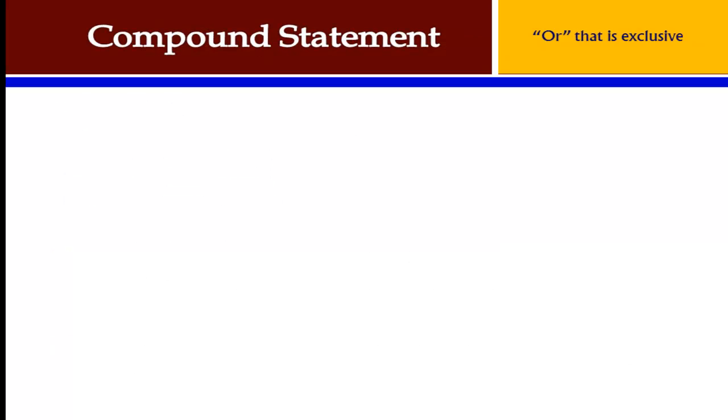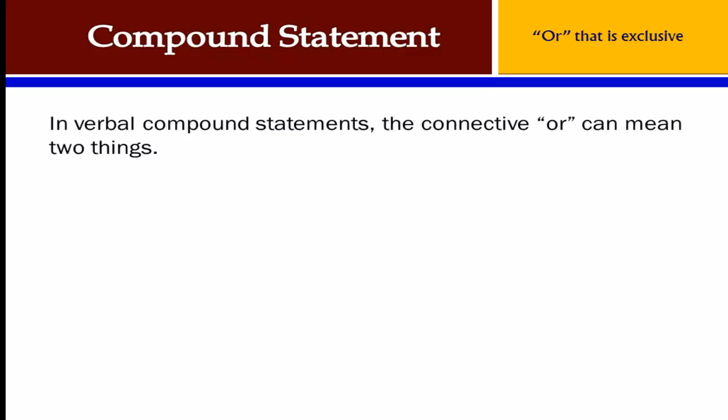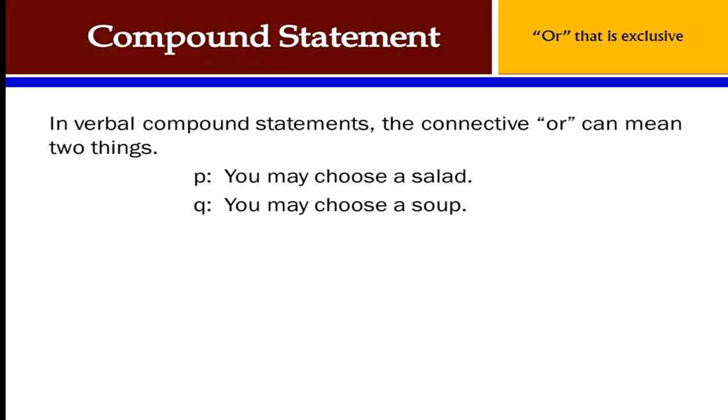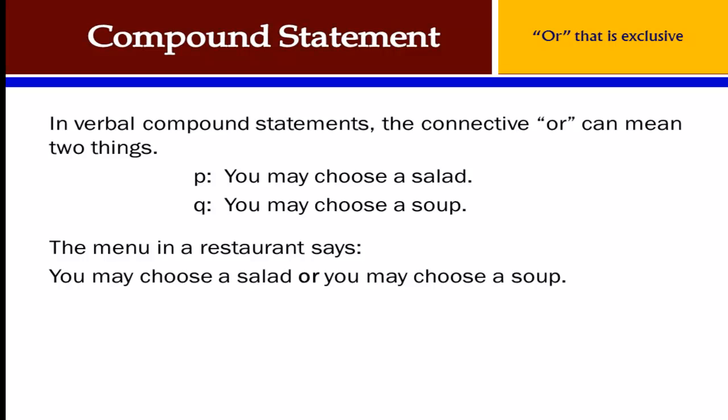Now we need to look at this word or a little bit more. In verbal compound statements, the connective or can really mean 2 different things. So here we have 2 simple statements, P and Q. P is you may choose a salad. Q, you may choose a soup. The menu in a restaurant says you may choose a salad or you may choose a soup.